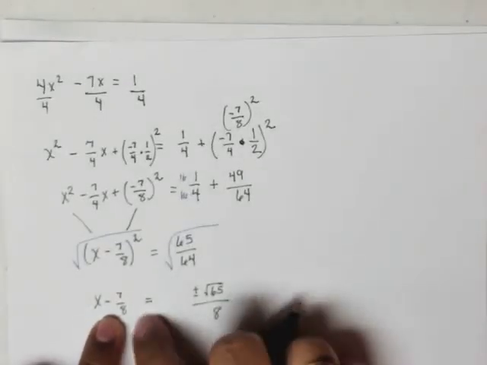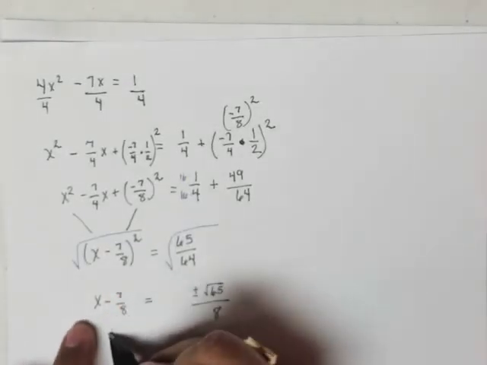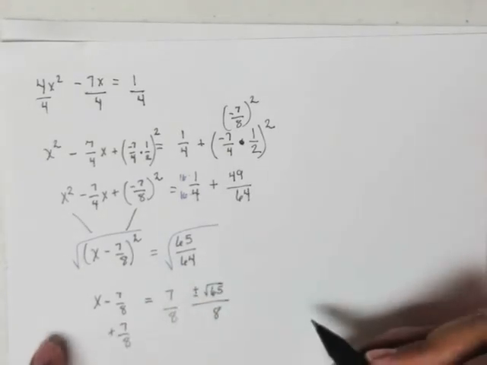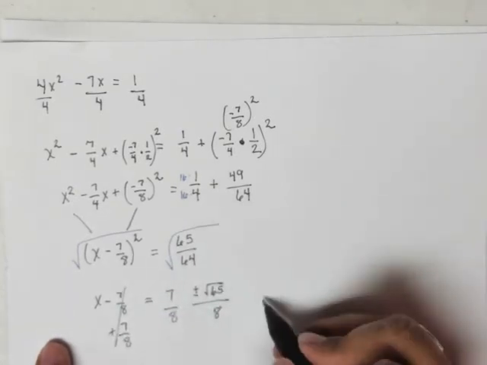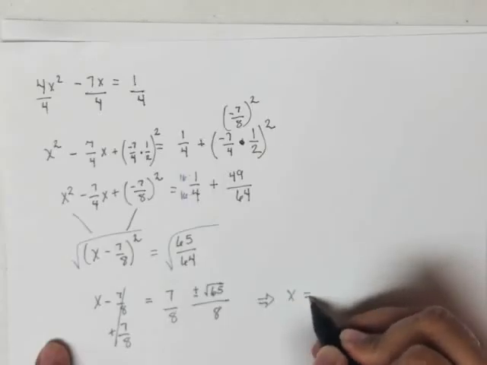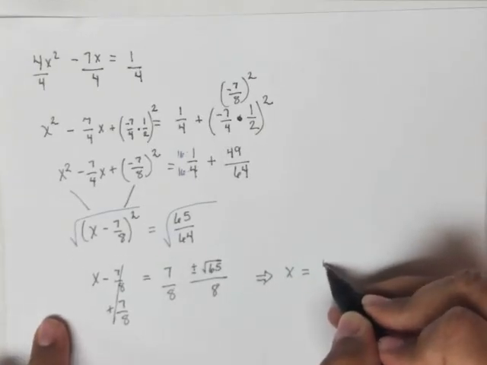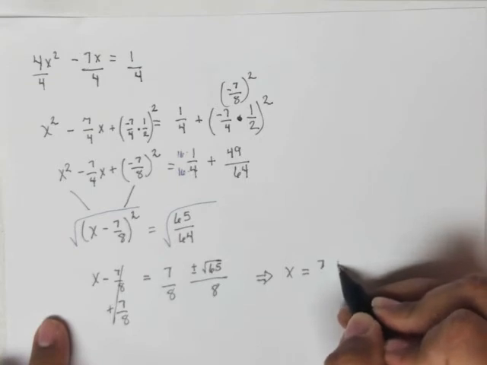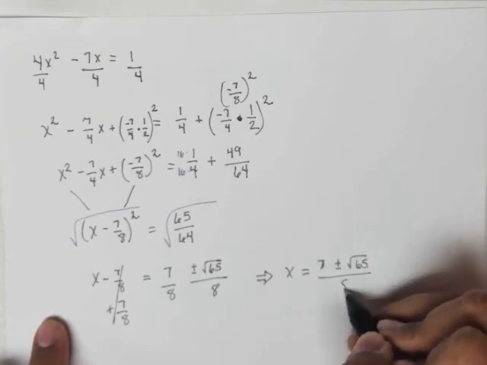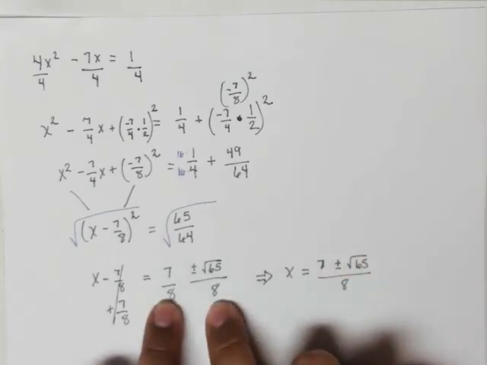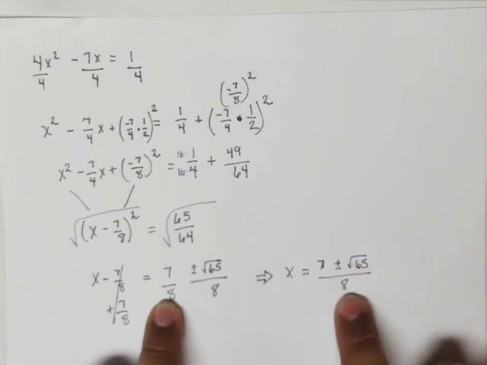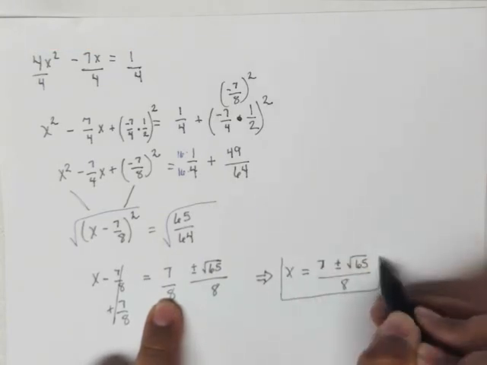All right, now I can move this guy to the other side. I'm going to add 7/8. All right. And now I end up with something that looks like this. X equals 7 plus and minus the square root of 65, all divided by 8, because guess what? They are common denominators. So x equals 7 plus and minus the square root of 65 over 8. This is our answer to this quadratic equation.